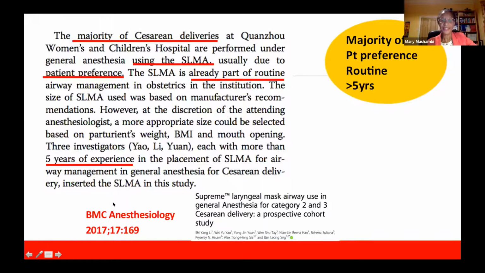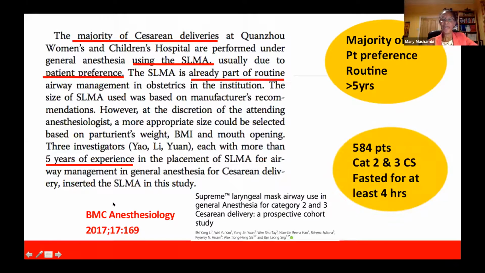And not only that, they weren't just doing it in patients who were fully starved. They were doing them in category 2 and 3 sections. So patients would only have been fasted for a minimum of 4 hours. So this is what is going on up there.